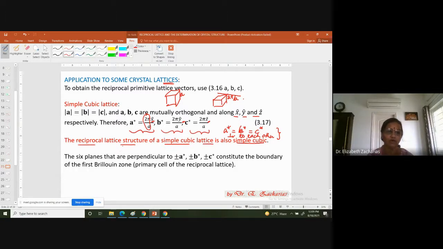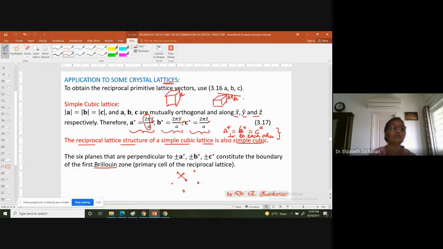Next, you can also talk about a first Brillouin zone. How do you get a first Brillouin zone? Take your reciprocal lattice and then connect it to all the neighbors, and then draw perpendicular bisecting planes. Then you get a closed figure. That closed figure is called the first Brillouin zone when you're talking of reciprocal lattice.